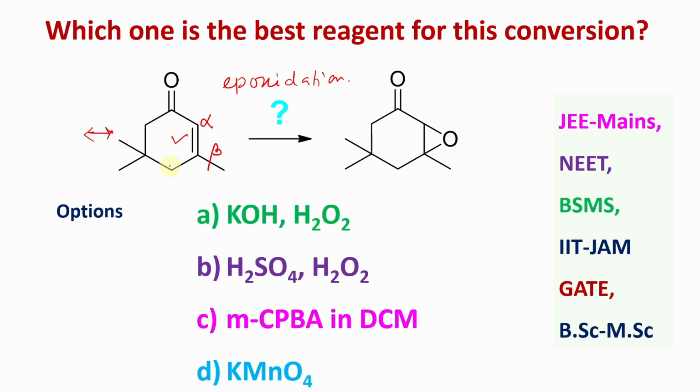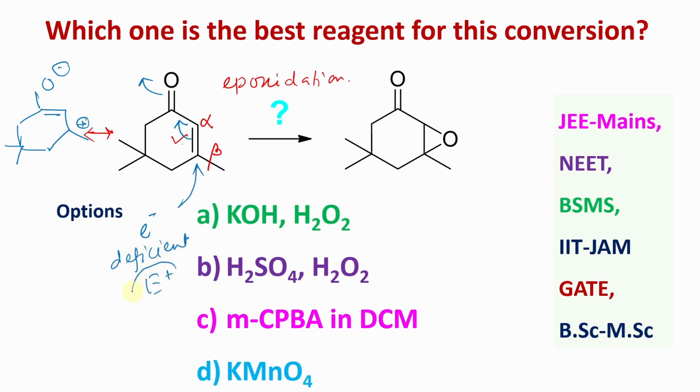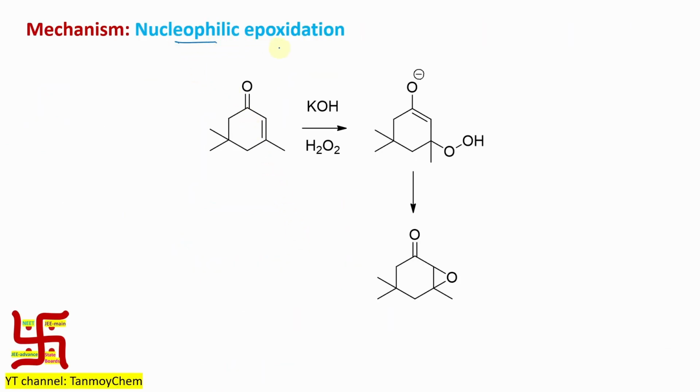So this molecule can undergo resonance. So it can go there and it can open. So what will it produce? There is a positive charge here, and this is O minus. So what message does this resonance give us? That this carbon is actually an electron deficient carbon, or technically you can say it is an electrophile. So an electron rich molecule or nucleophile can attack this. So this reaction is nothing but nucleophilic epoxidation.